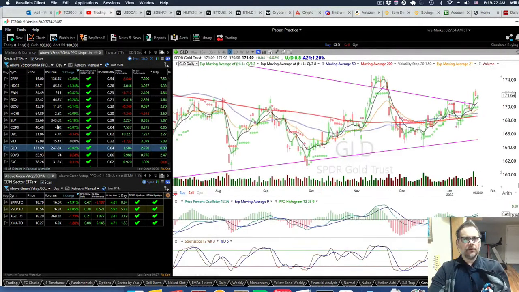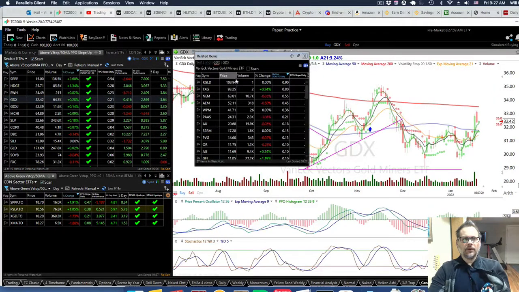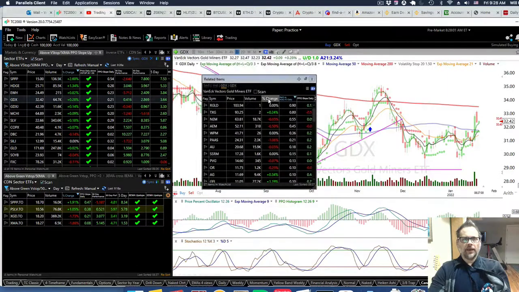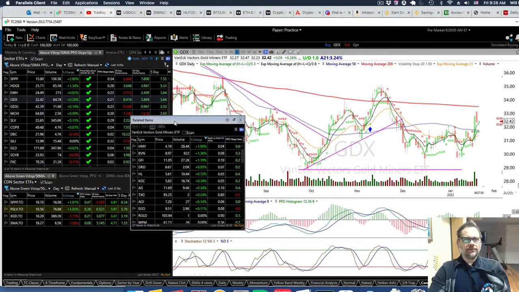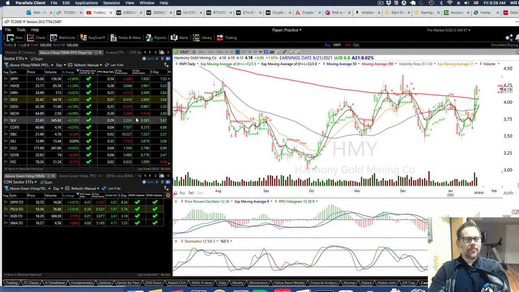And when you look at something like gold miners, you can open up the TC2000 and look at stocks within that ETF if you want to buy individual stocks, and you can run your scans on those as well. So that's about it for today.